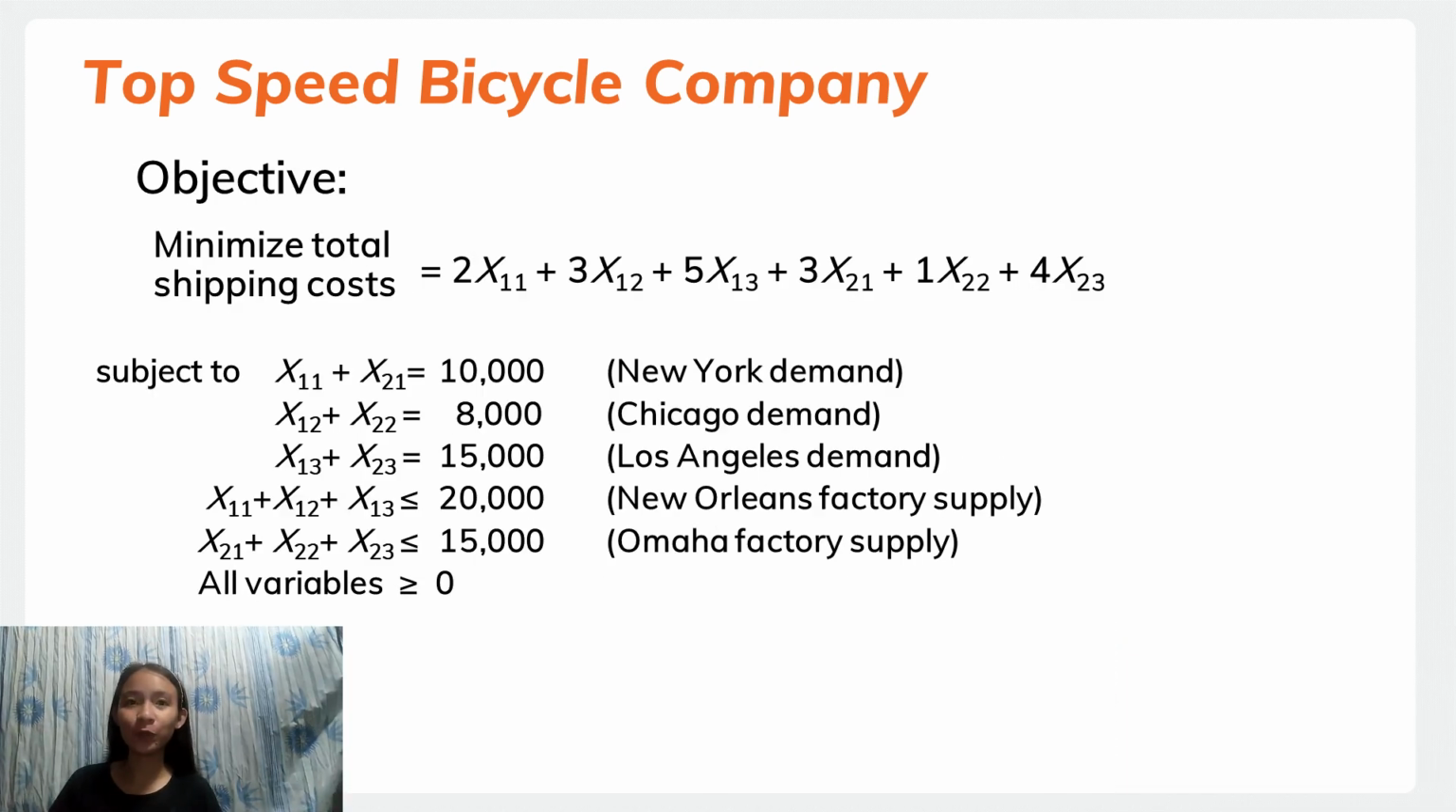When formulating a linear program for this, the objective is to minimize the transportation cost. There are 2 supply constraints, 1 for each source. 1 is no more than 20,000 can be shipped from New Orleans. 2 is no more than 15,000 can be shipped from Omaha. There are 3 demand constraints, 1 for each destination. 1 is the total number shipped to New York must equal 10,000. 2 is the total number shipped to Chicago must equal 8,000. And 3, the total number shipped to Los Angeles must equal 15,000. The company must decide how many bicycles to ship along each of the shipping routes.